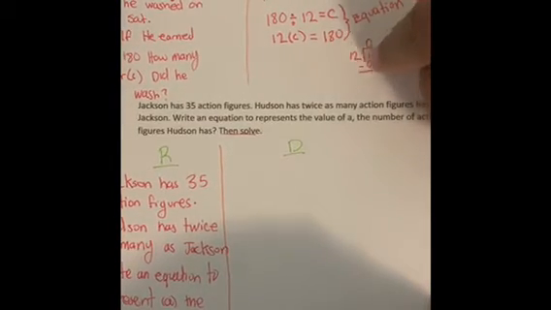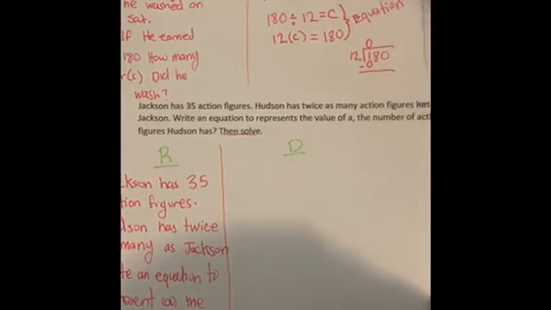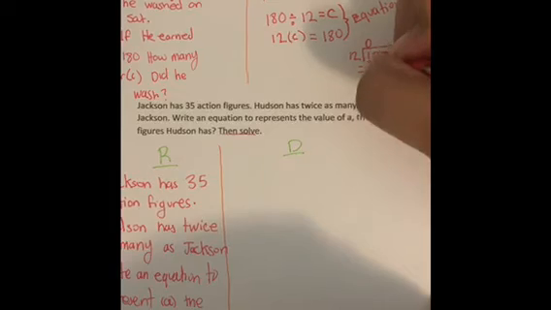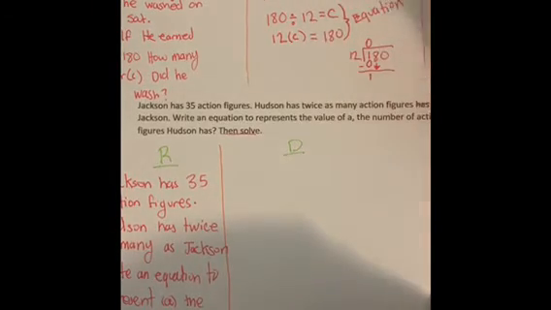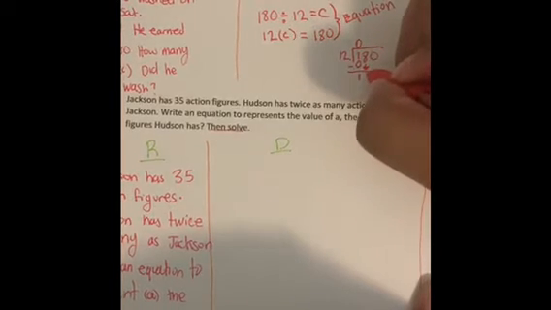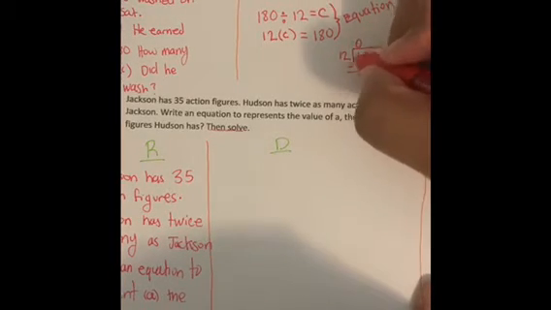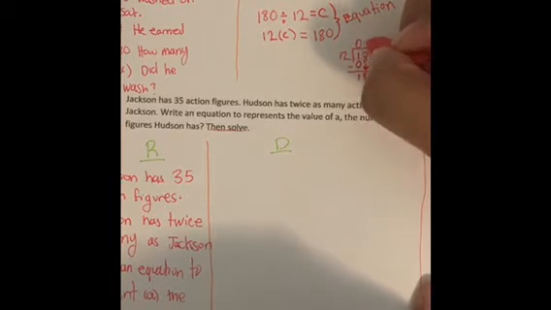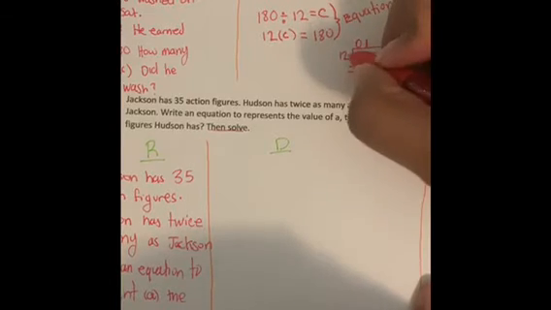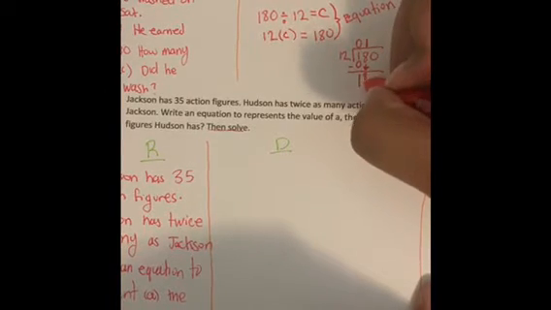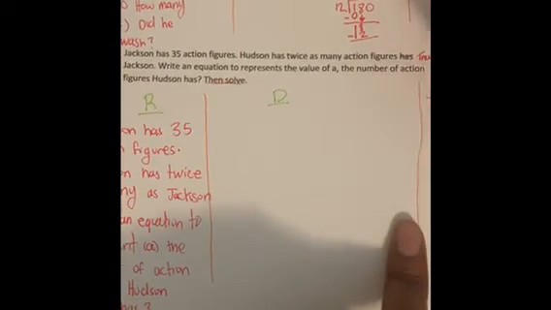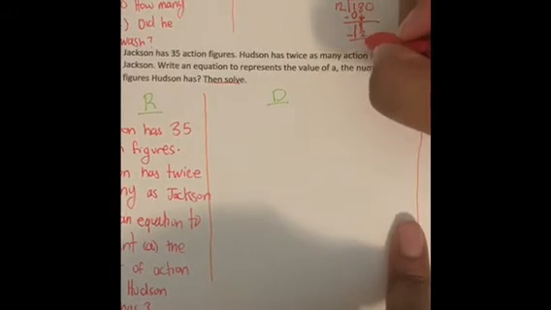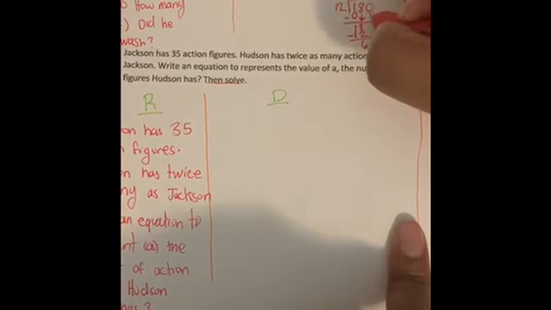I divided 12 into 1. It goes in 0 times. 0 times 12 is 0. Now we subtract. 1 minus 0 is 1. Bring down my 8. That becomes 18. 12 goes into 18 how many times? 1 time. 1 times 12 is 12. I don't want to run out of space, so I'm going to write a little smaller. 18 minus 12 is 6. Bring down this 0.